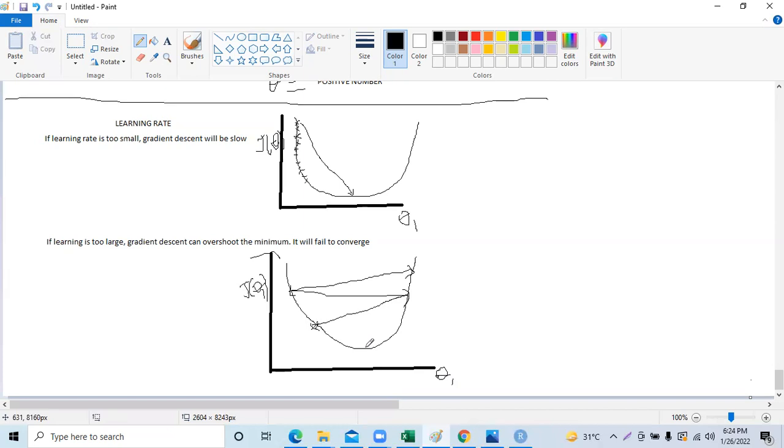So you want your cost function to converge at the global minimum, right? But if the learning rate is too large, it's going to overshoot your minimum, and you will never be able to arrive at your global minimum. So in machine learning, once you see that your J theta is not converging, if it's not reducing, then you just have to reduce your learning rate if it's too large.